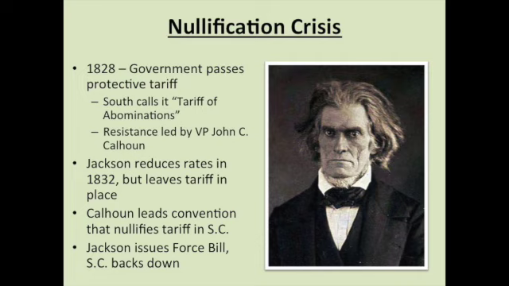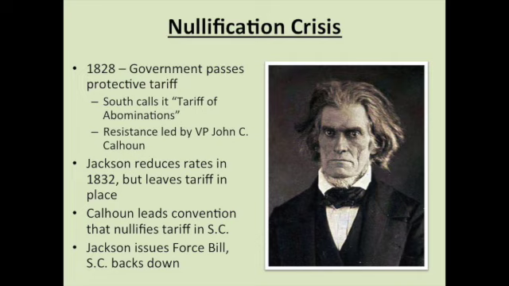Jackson reduced the tariff rates in 1832. The tariff was still in place, but not as bad as it was. That didn't appease Calhoun's faction, who led a convention that nullified the tariff of 1832 and the tariff of abominations. And Calhoun passes that and then waits to see what Jackson would do. I don't think he expected the strong reaction that Jackson had, which was the Force Bill. Jackson signs what's called the Force Bill in 1833 that says that the federal government had the right to basically go into South Carolina and enforce the tariff by force if necessary.